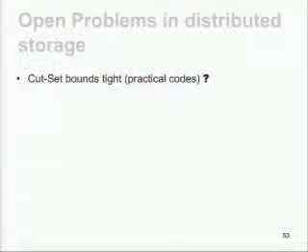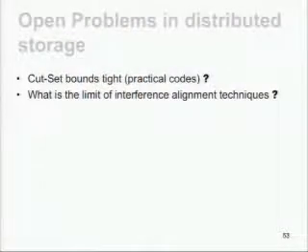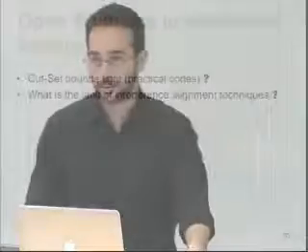Okay, a few open problems. Are cut-set bounds tight? We don't know. We only know for a few points. And are there practical codes that can achieve them? This is, of course, a relevant problem. What is the limit of interference alignment techniques is a very fascinating question for network coding. I think actually interference alignment is more useful for network coding than for wireless, because for wireless you have to assume you know the channels perfectly, whereas for network coding you actually can do what you want by yourself.